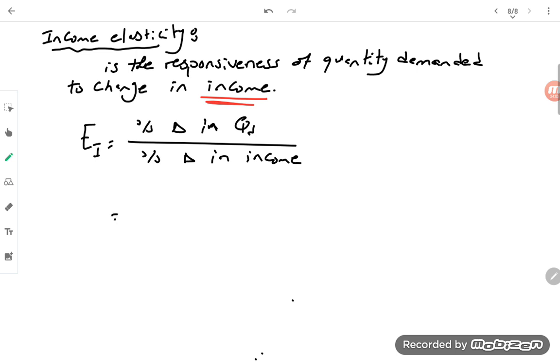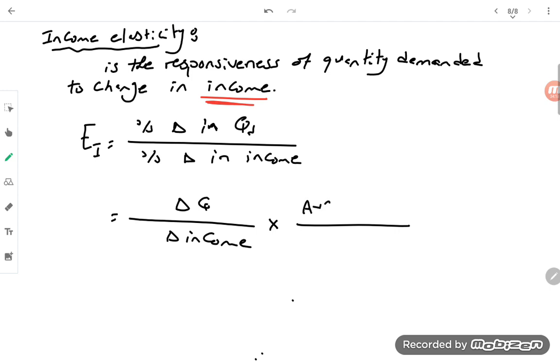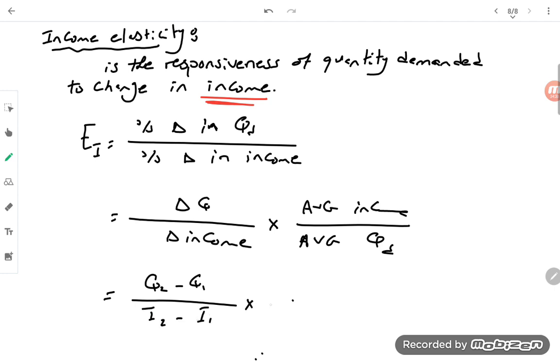And it's going to be the same: a change in quantity over a change in income, multiplied by average income over average quantity, or we can write it as Q2 minus Q1 over income 2 minus income 1, multiplied by income 2 plus income 1 over Q2 plus Q1.